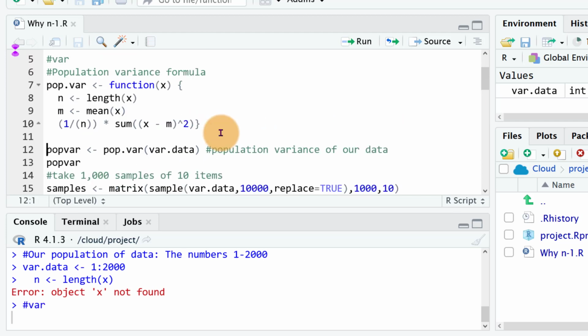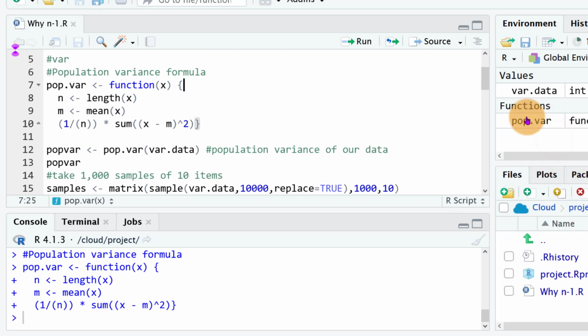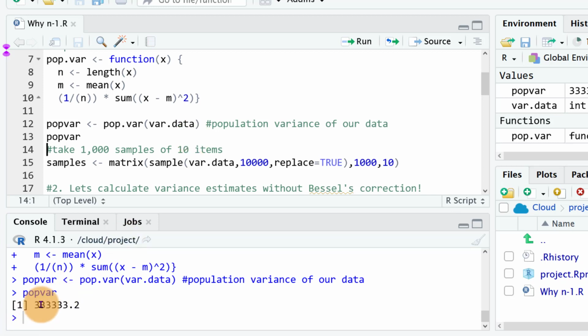Well, let me try the first line instead of the middle. Okay, I just went up to the first line there and hit Control Enter. And now we have a function, population variance. Now let's use that function to calculate the true variance of our data. Our data is called var.data. We have a function to calculate the population variance. Let's calculate it and see what it is. And then if we just type that name popvar, the real variance of those numbers, 1 through 2000, is 333,333.2. What does that mean?